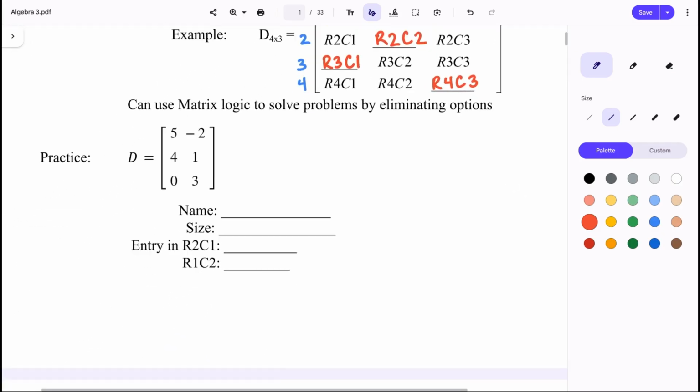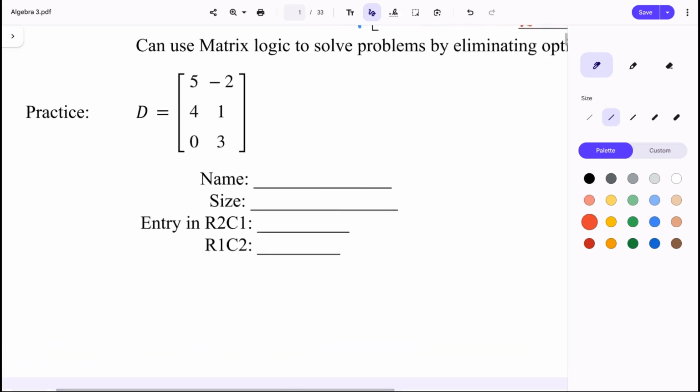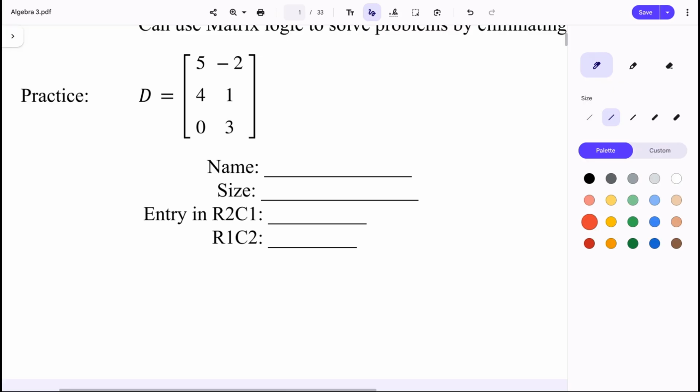All right, so we want to be able to practice this. So I'm going to let you guys take a look at this matrix here. You're going to name it. So remember that the name is using a capital letter. Size would be its dimensions. And then I want you to tell me what would be the entry in these 2 positions described. So go ahead and take a minute here and fill out those blanks.